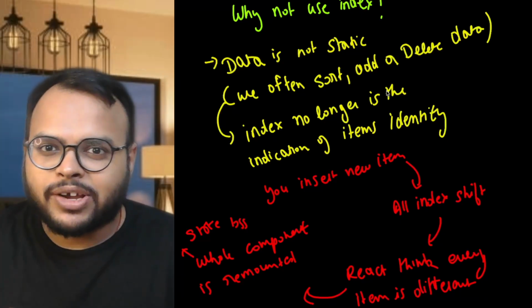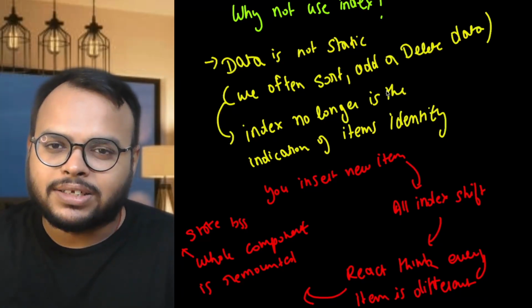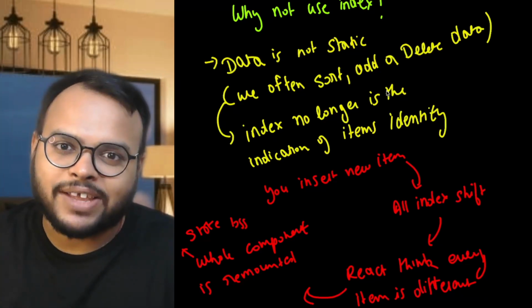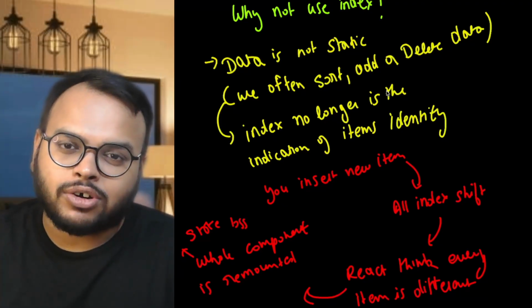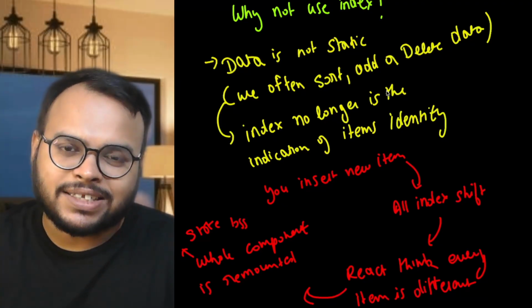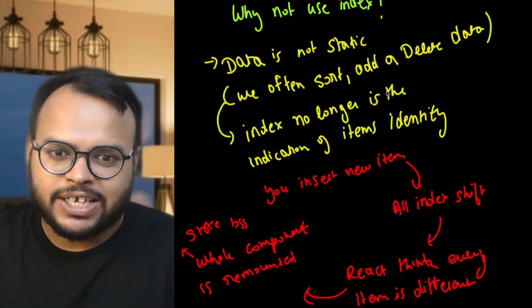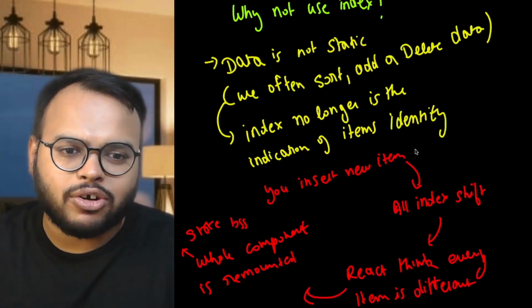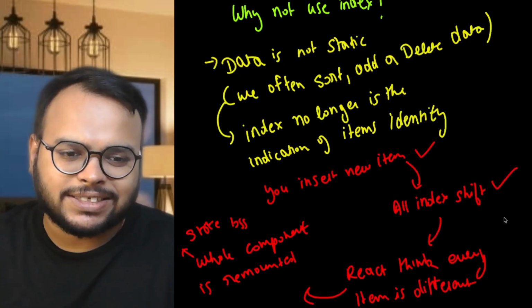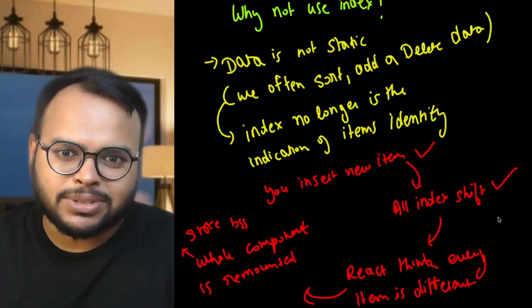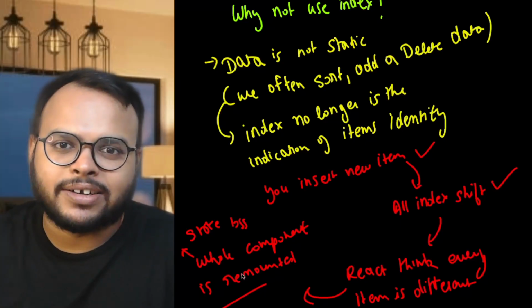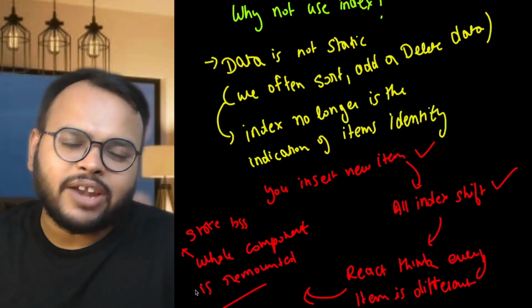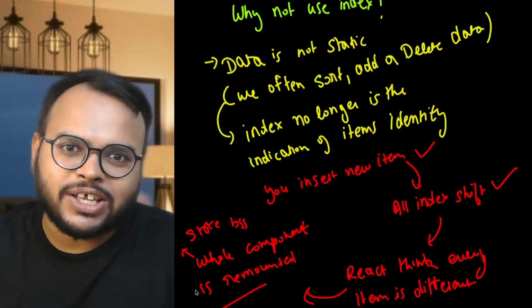Suppose we have 5 records and the 4th record is deleted. Now the 5th record becomes the 4th record. And suppose this is not just 5 but 10,000 records. Every record after the 4th record shifts its index, and as a result all of them are re-rendered. Here's what happens: you insert or delete something, all indexes shift. React thinks every item is different. The whole component is remounted, or you can say re-rendered. This results in state loss, and we are not getting any fruits of reconciliation here.